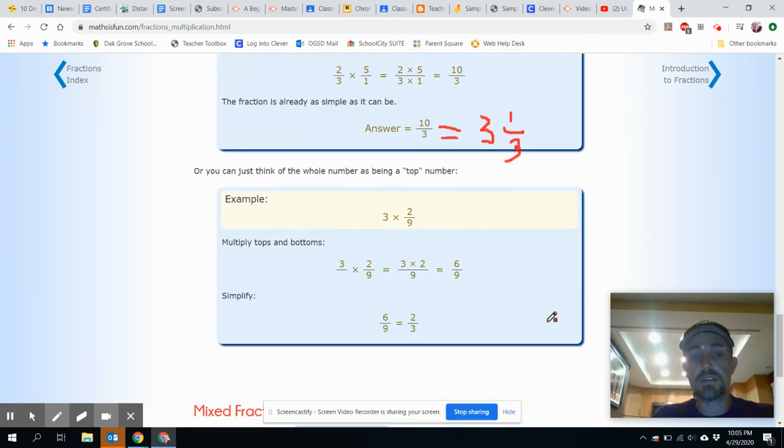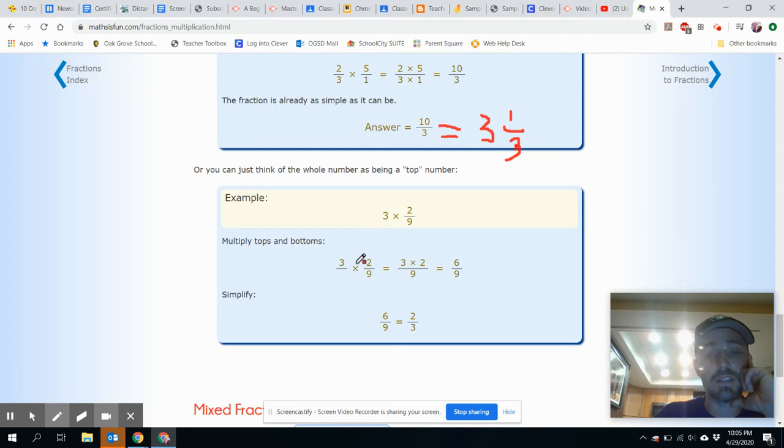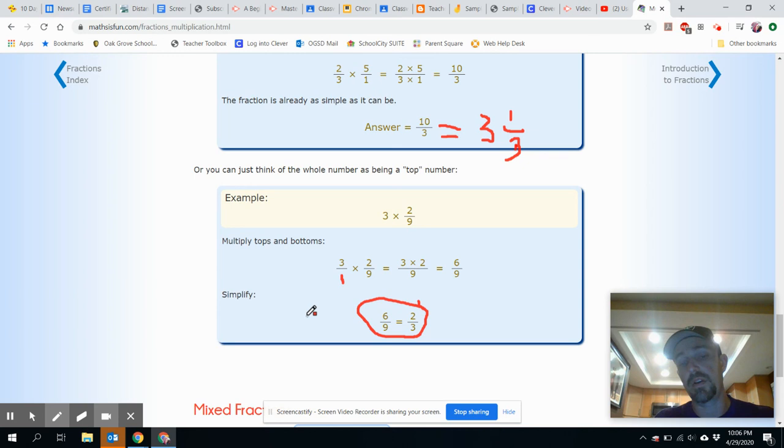So that's the idea. Here's another example, 3 times 2/9. You multiply it out, you get 6 over 9, and you simplify it. 6 over 9 equals 2/3. Remember, they did 3 over 1 right here times 2 over 9, because 3 equals 3 over 1.